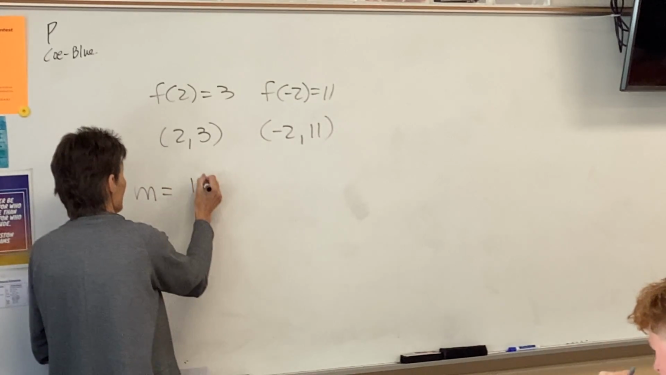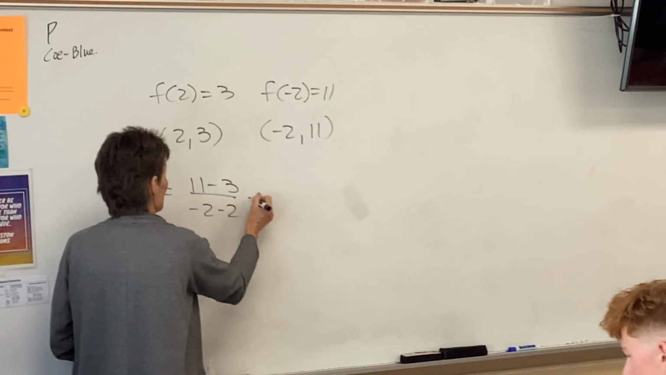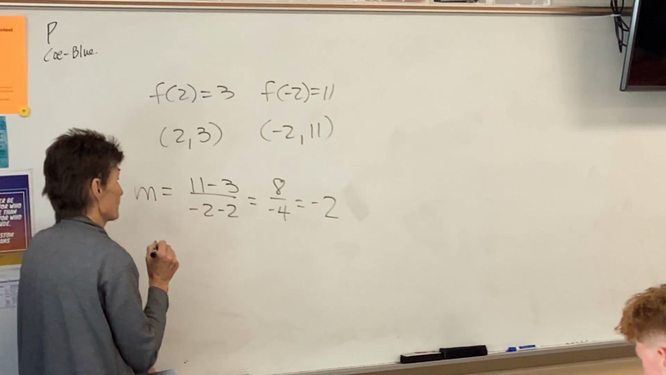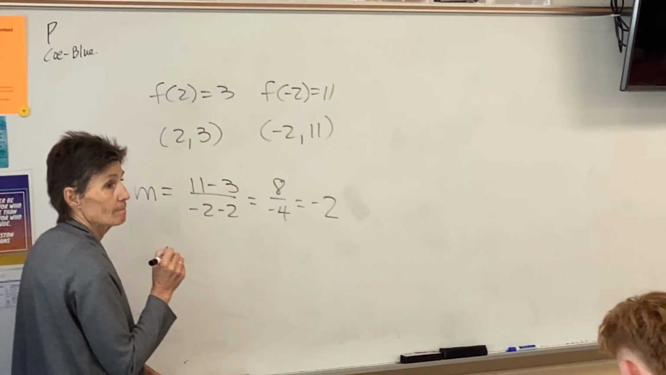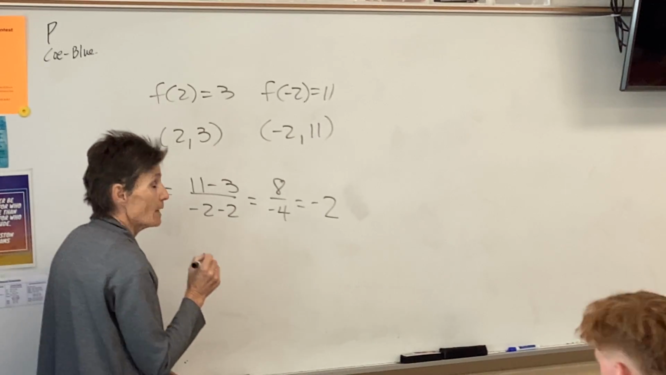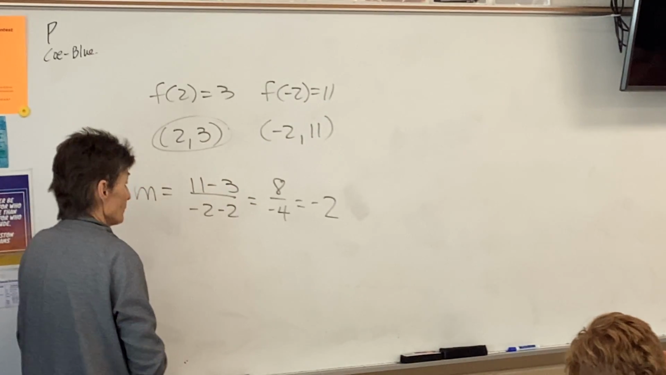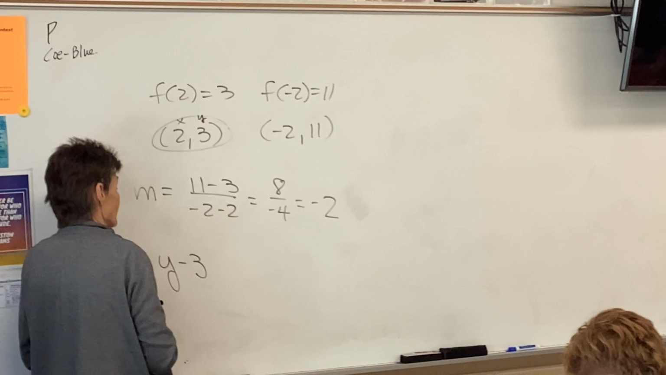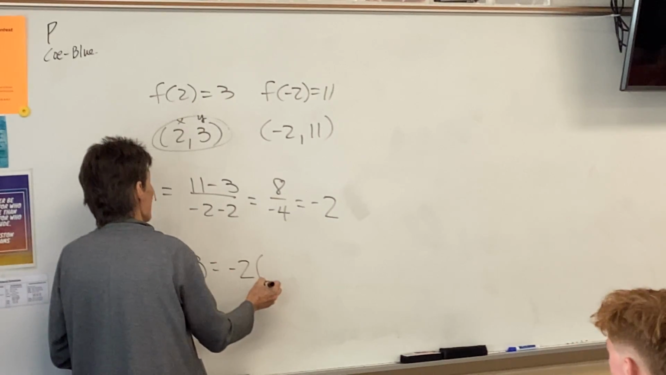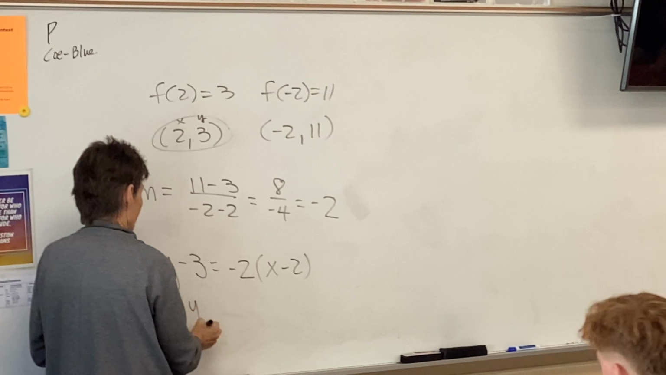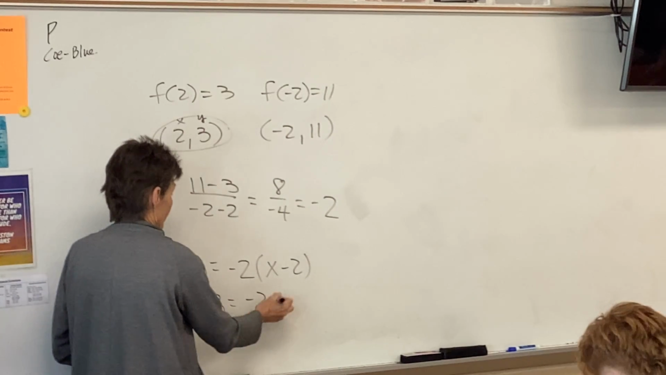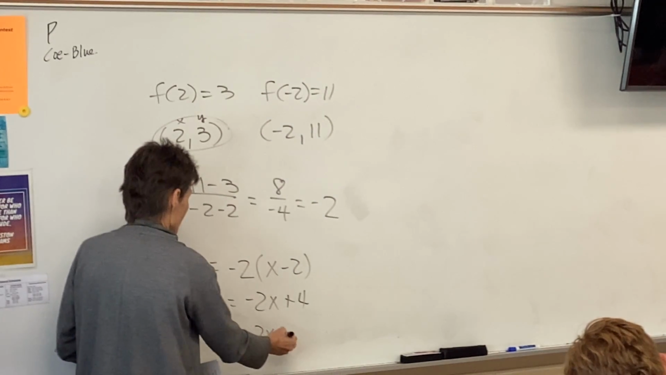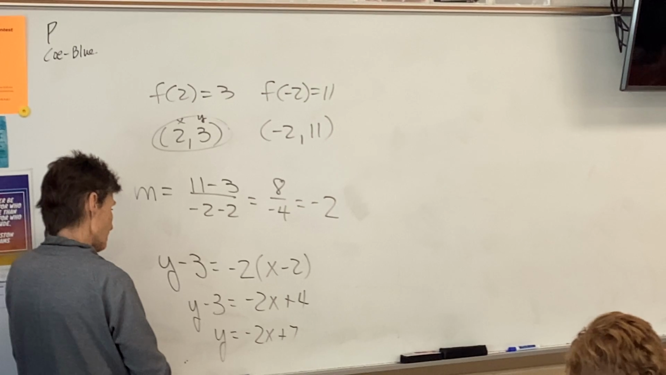Well, first of all, I'm going to find the slope. So the slope is going to be 11 minus 3 over negative 2 minus 2. Did you get negative 2? Yeah. And then we'll pick a point. y minus the y equals slope times x minus the x. Did you get y equals negative 2x plus 7?